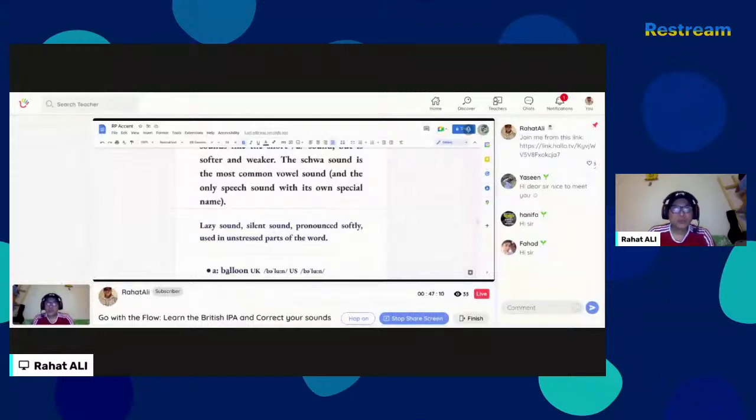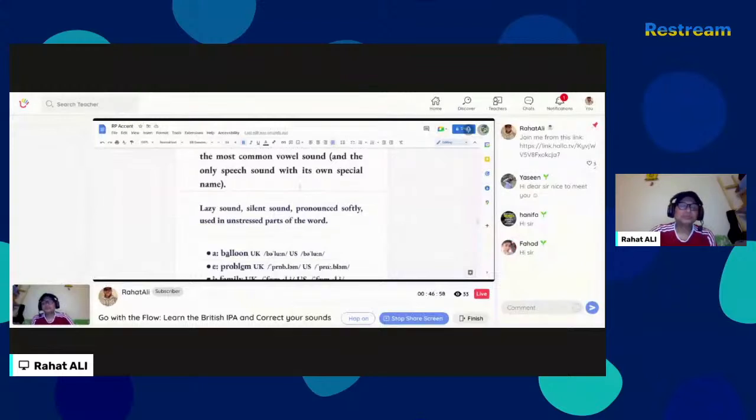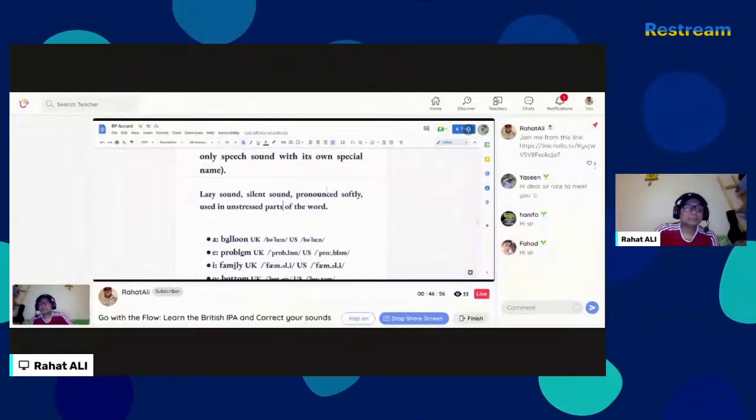So as we know, there are 5 main vowel sounds: A, E, I, O, U. At the beginning of this word, balloon, is a schwa sound.